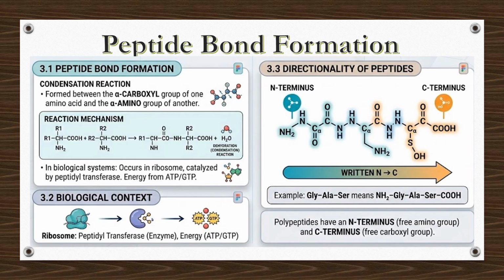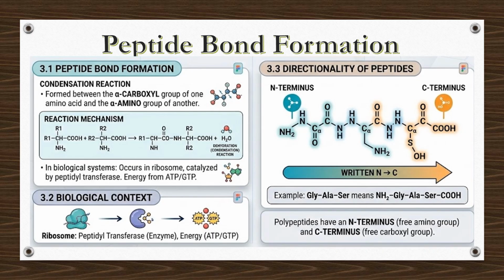Having explored amino acids in detail, we now turn to how they join together to form peptides and ultimately proteins. This step is crucial because it is through peptide bonds that the chemical diversity of amino acids is translated into the functional diversity of proteins.